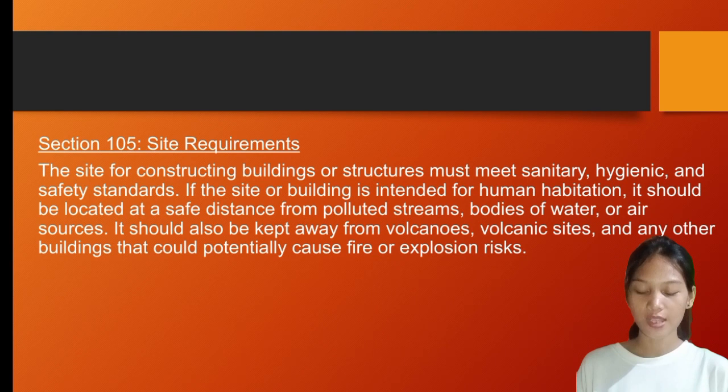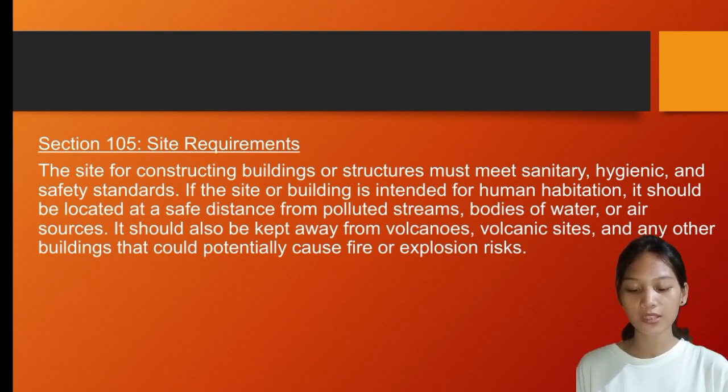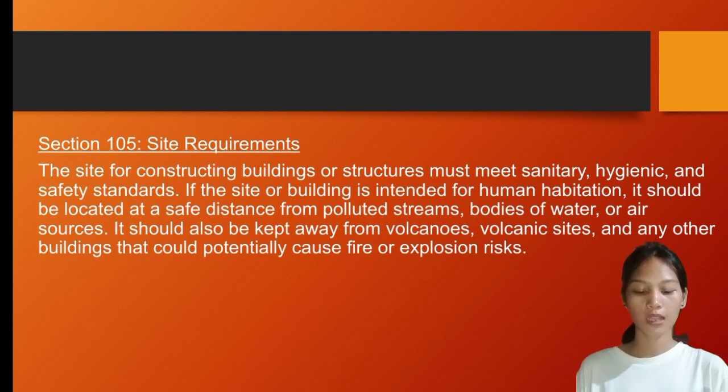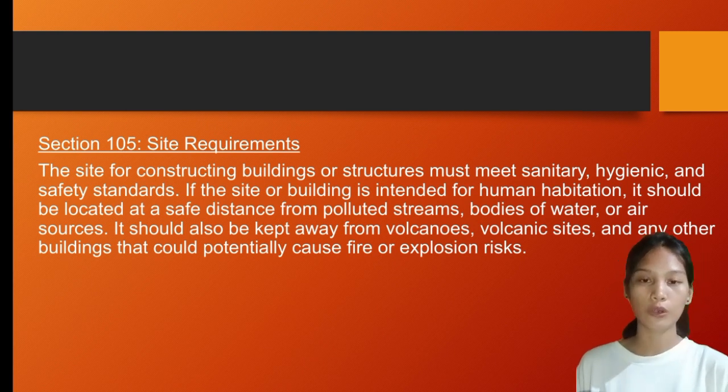Section 105. The site requirements. The land or site upon which will be constructed any building or structure or any auxiliary facility thereto shall be sanitary, hygienic, or safe. In the case of sites or buildings intended for use as human habitation or abode, the same shall be at a safe distance as determined by the competent authorities from streams or bodies of water and or sources of air considered to be polluted, from a volcano or volcanic site or any other building considered to be a potential source of fire or explosion.